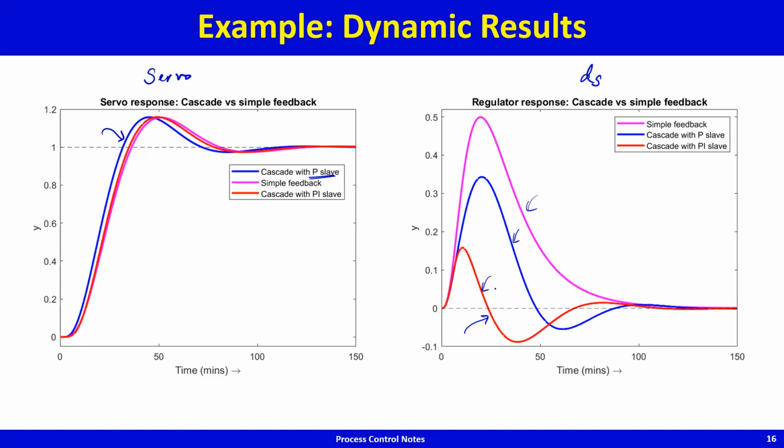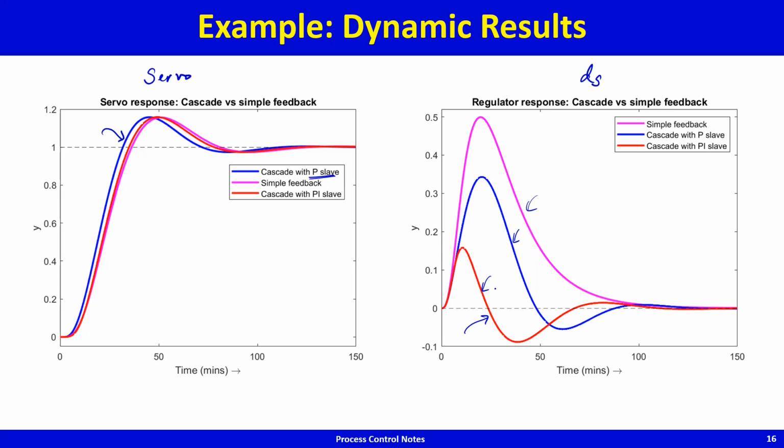So by using integral action in the slave loop, we are eliminating the slave disturbance completely, and therefore we are able to achieve much tighter control of the primary variable, the master process variable. The deviations away from set point in the master process variable are much smaller for slave disturbances.